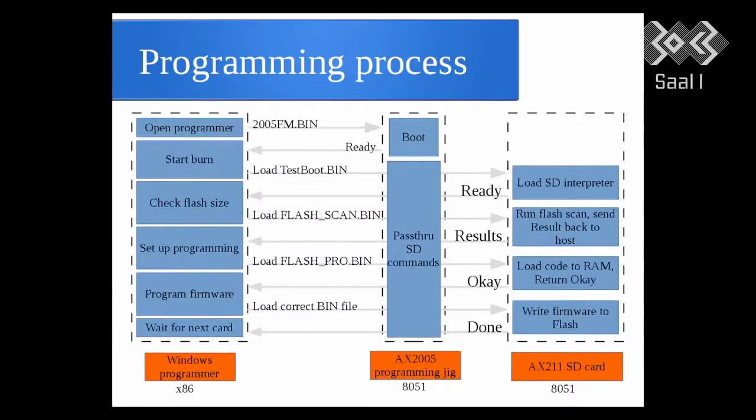And just in terms of the main process, what happens is you open the programmer program, the Windows application, and it loads the firmware onto the AX2005 programming jig. You say that you want to burn a card. It then loads a 512-byte testboot.bin into the AX211 SD card. The SD card responds ready. It sends over a flash scanner that actually verifies what the flash size is. It tries to determine what brand of flash you're using. It does a bad block scan. And then eventually the Windows software uploads a programmer. Then it uploads the bin file, and then you have an SD card that's all programmed.